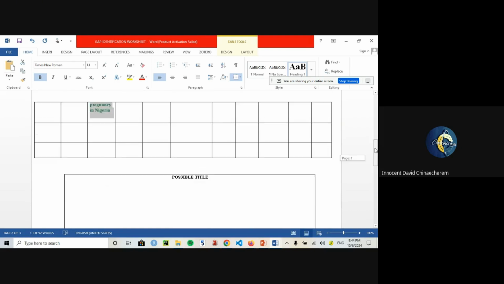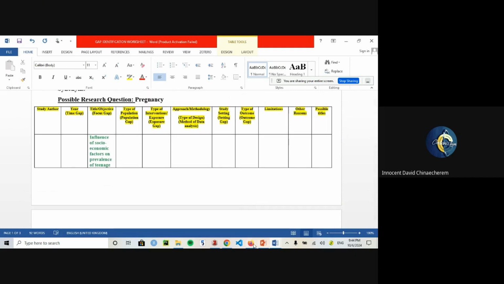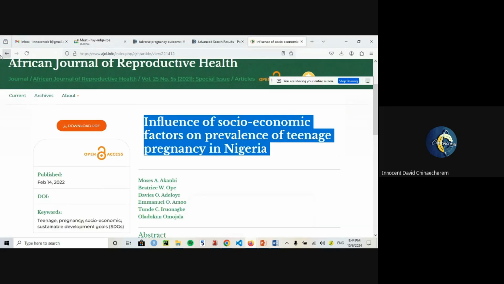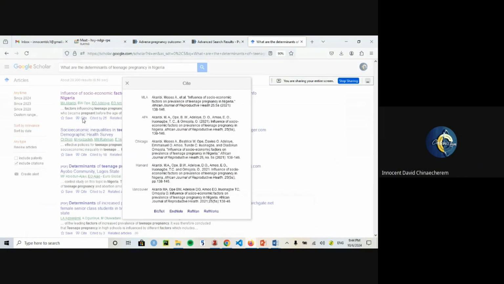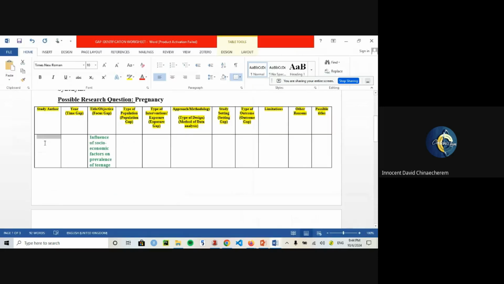So you can adjust this table as much as you want. Let me go back here so I'll be able to pick up the title. So the title of this is Akambi et al. 2021. So I'm going to pick it up here. Akambi et al. in 2021. Right?